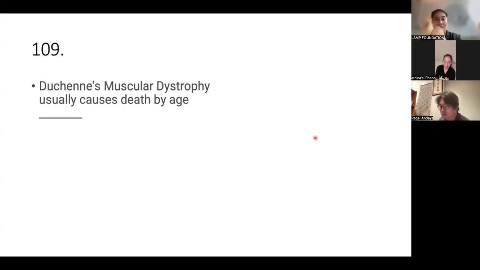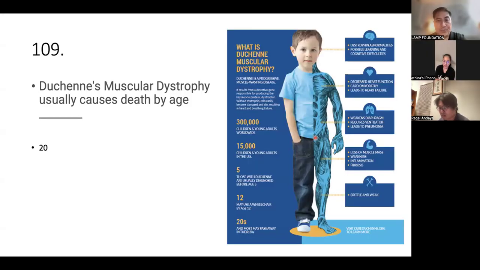Duchenne's muscular dystrophy usually causes death by age 20, Doc. Okay. But I also saw 20 to 30. There are some exceptions, but they are still young. So take care of the spleen. I think we need to make sure the spleen is in good condition because the spleen is the one involved in muscles.